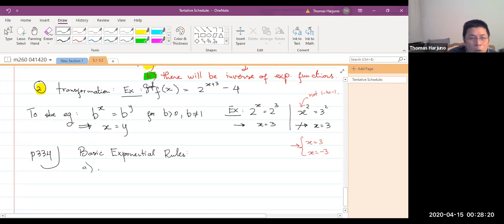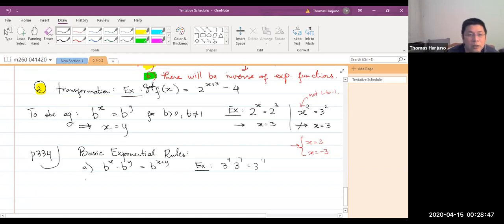Something you should have known. b to the x times b to the y equals b to the x plus y. If we multiply the same base, we add the exponents. Let's say 3 to the 4 times 3 to the 7, that will be 3 to the 11.